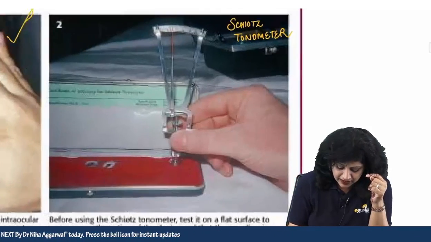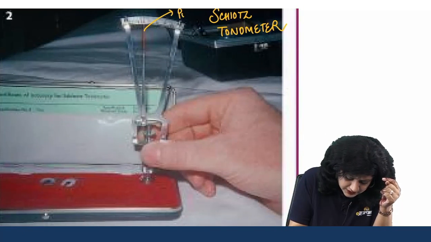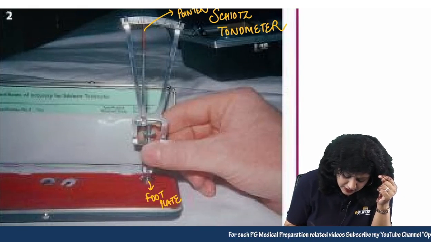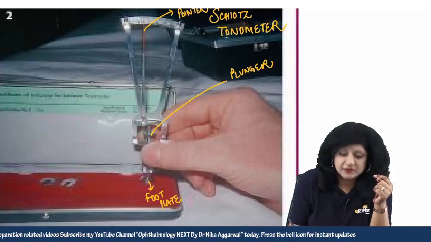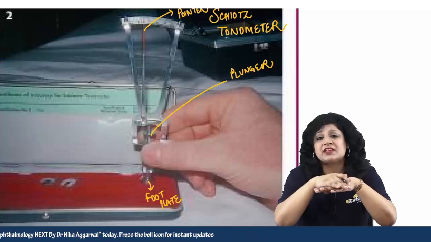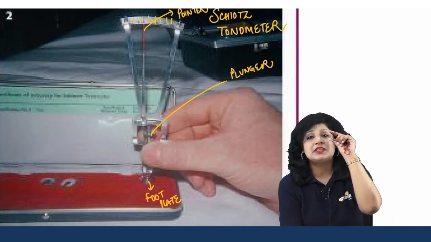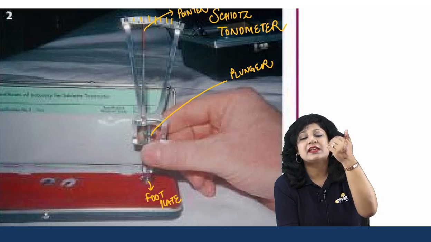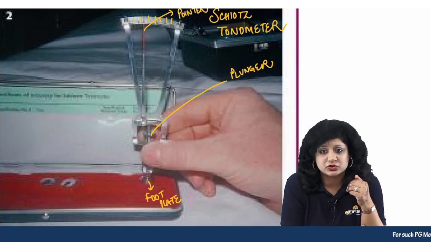We have got different parts here, and can you see, this is your pointer. This is a pointer here, and this is your foot plate. We have a plunger here, a lever. So when you place this foot plate over the anesthetized cornea, this pointer is going to move, and we have got the calibrations here. You have to see which reading is being pointed by this pointer, and that reading is actually converted into intraocular pressure in mm of mercury with the help of conversion tables.